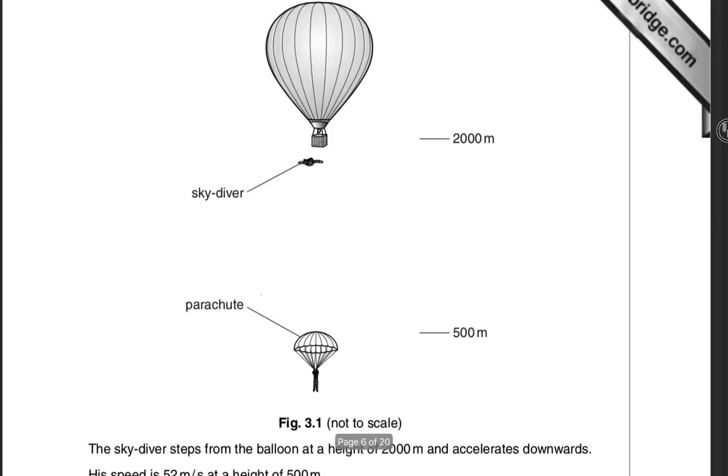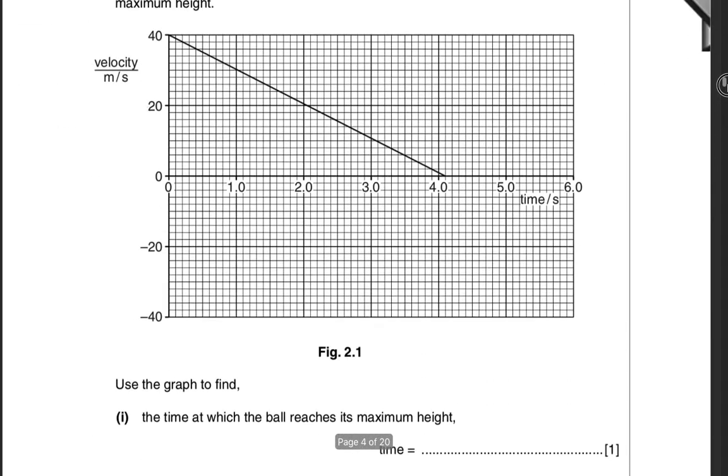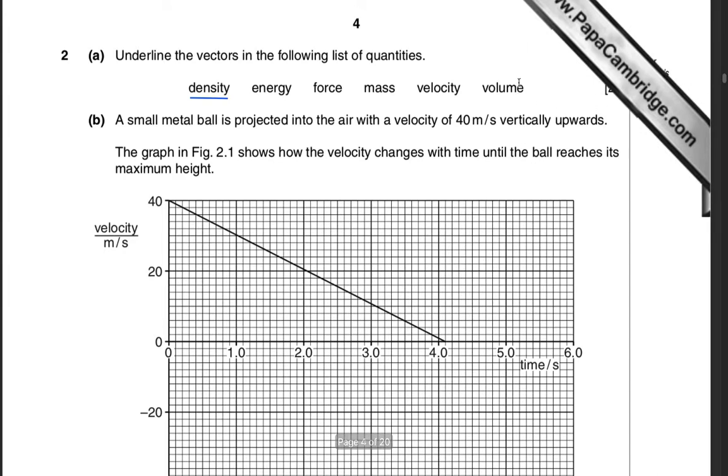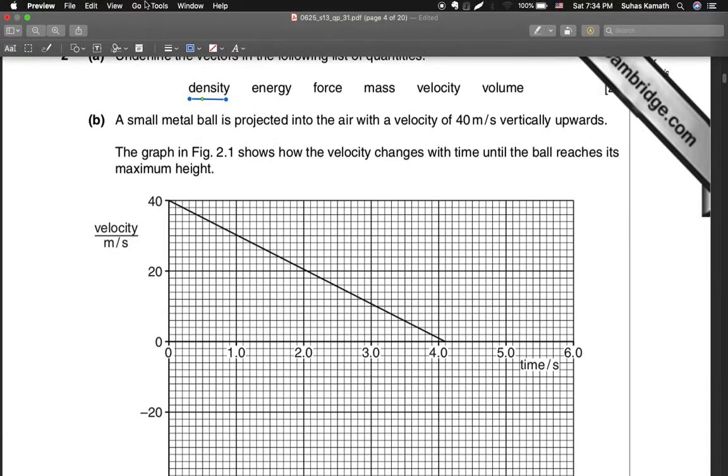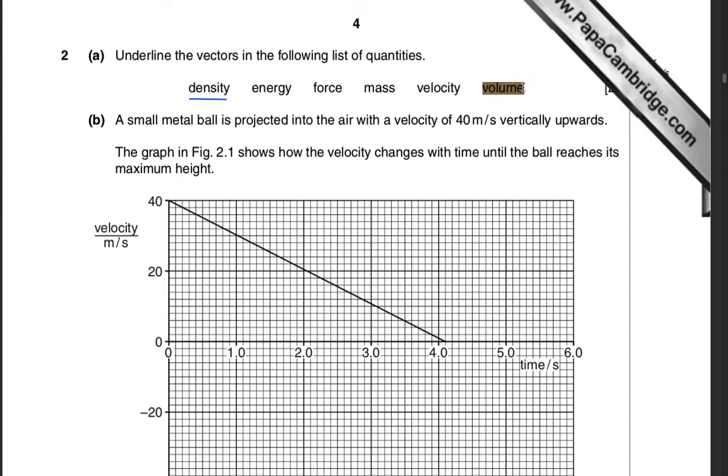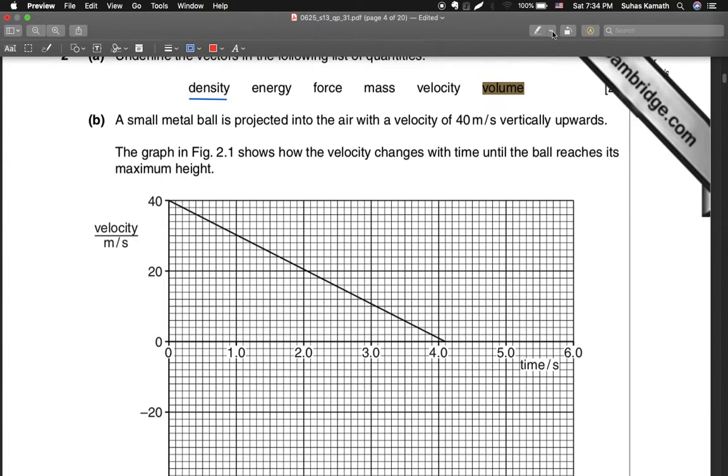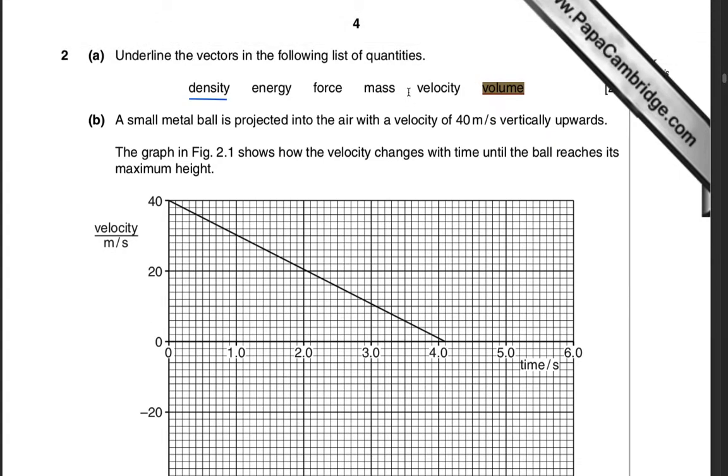I did the first question, and for the second question I don't know why I'm not able to underline this. Let me just try again. No, it's not recognizing this as text. That's okay. So this is being recognized as text, underlined, and then velocity is also okay.